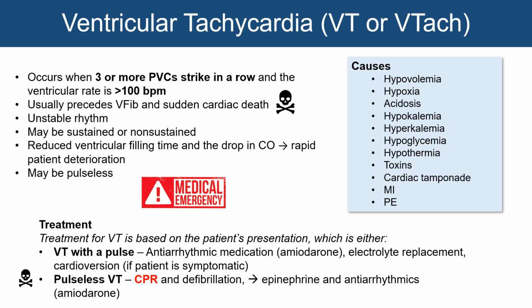But let's look at the causes. Hypovolemia, hypoxia, acidosis. So you can see that these patients are usually sick, right? If a patient is really hypovolemic, hypoxic, in acidosis, they're going to be at risk for ventricular tachycardia. And then look at this. All of these electrolyte imbalances, hypoglycemia, hypothermia, toxins, cardiac tamponade, MI and PE can all lead to VTAC.